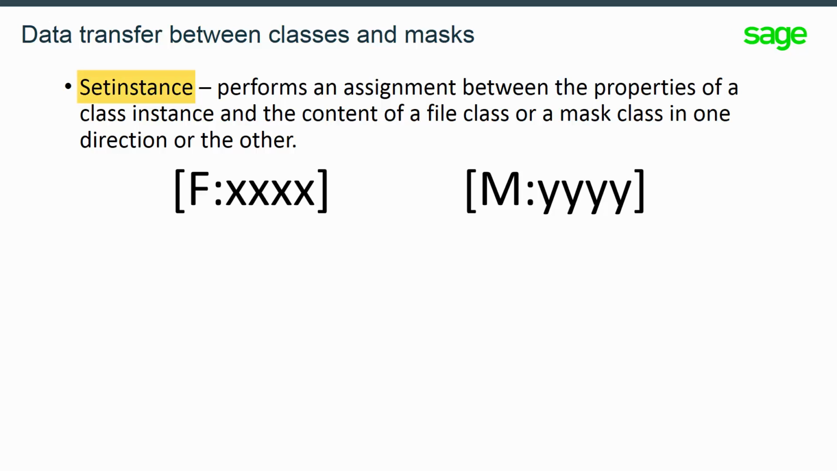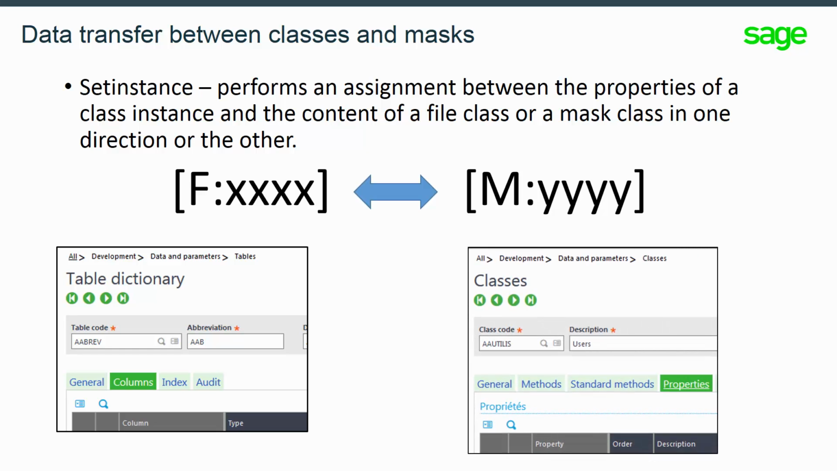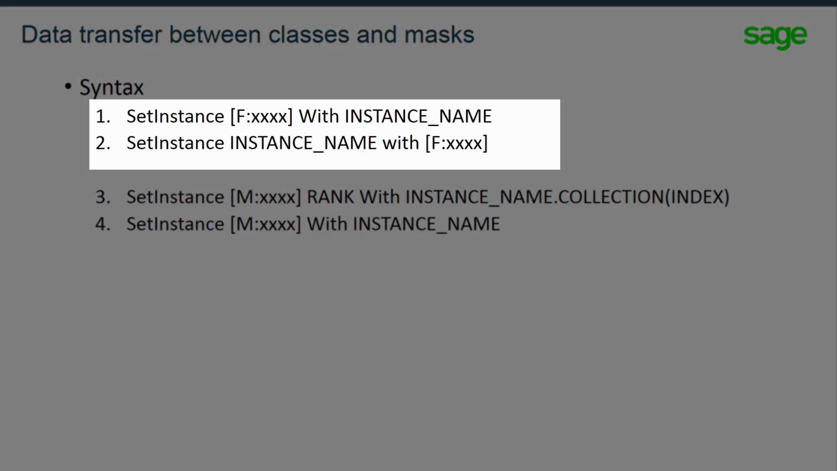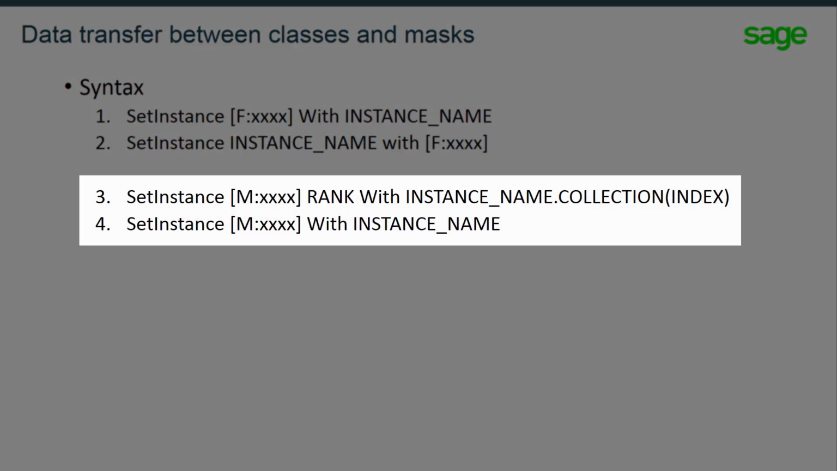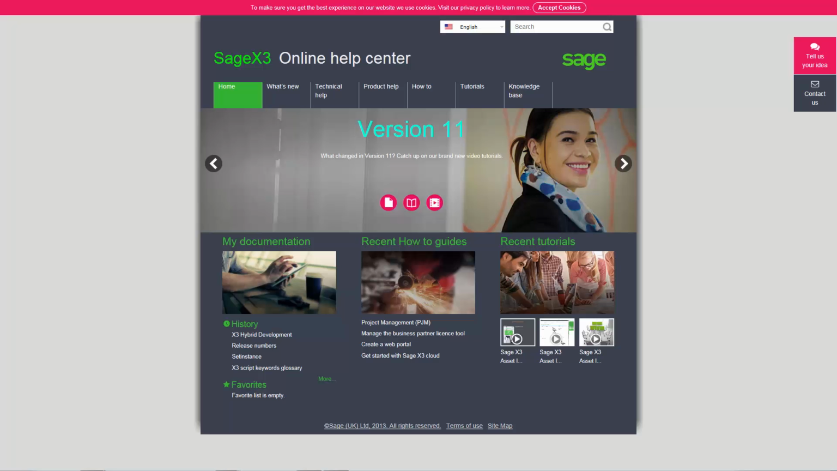This new API, setInstance, performs an assignment between the properties of a class instance and the content of a file class or a mask class. The transfer is based on property names and column names, but the transfer is done only on the common names. This instruction is used extensively by the CRUD operation support. Syntaxes 1 and 2 transfer elements that are not in arrays or collections. Syntaxes 3 and 4 is the new type of transfer. The current collection index is given in the syntax, and the current index in the mask array is given by the noline system variable. Examples of this can likewise be found in the online help.